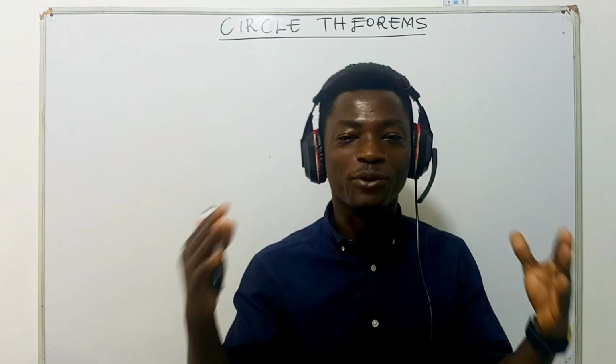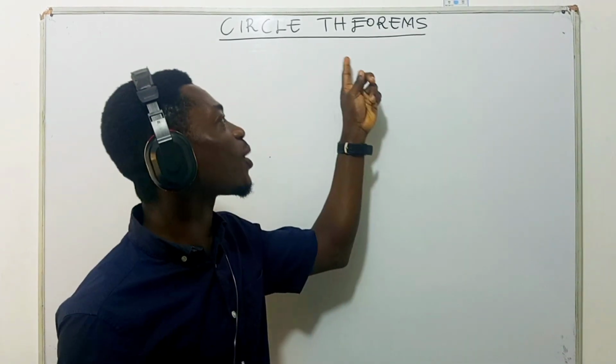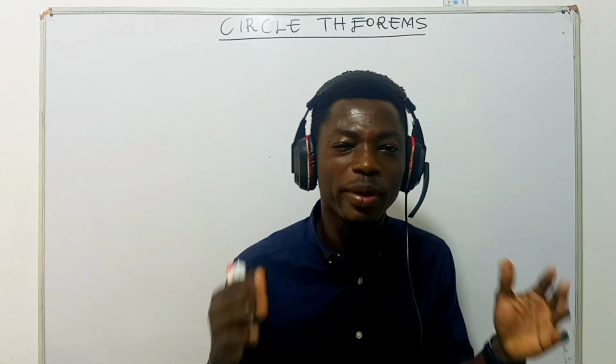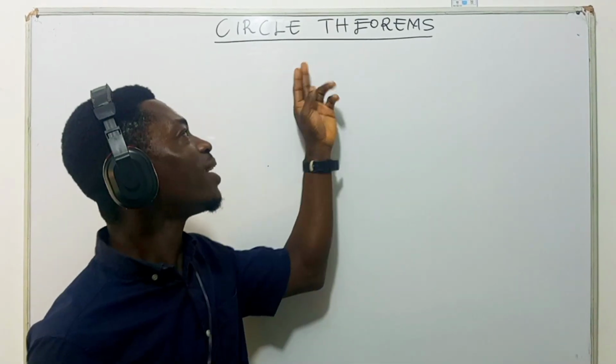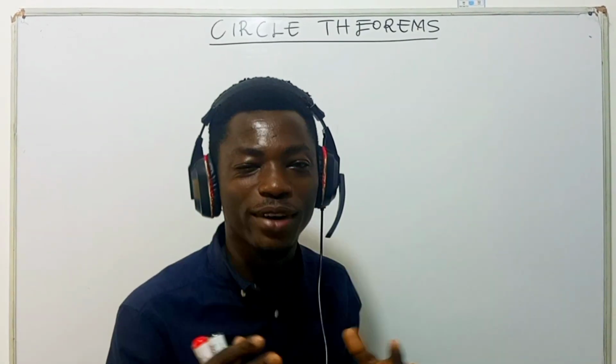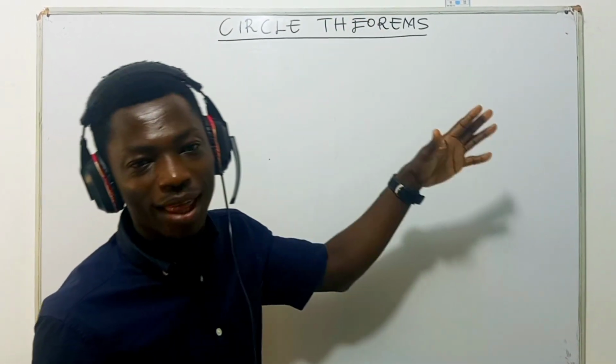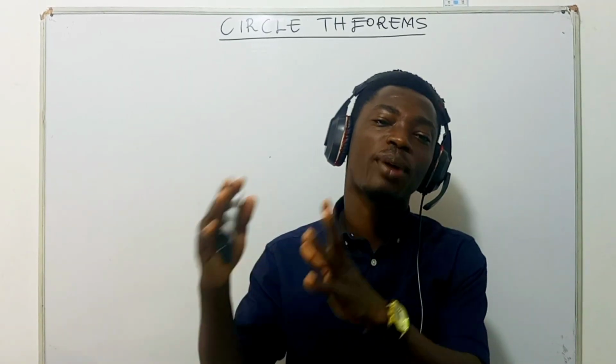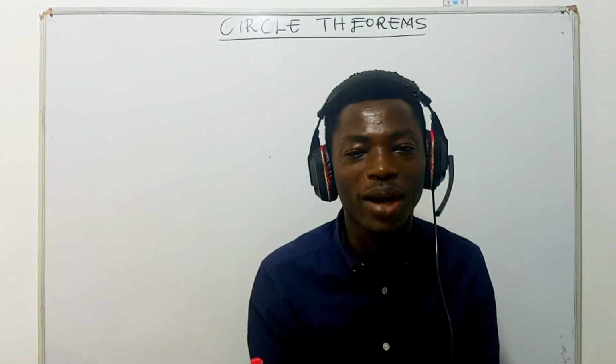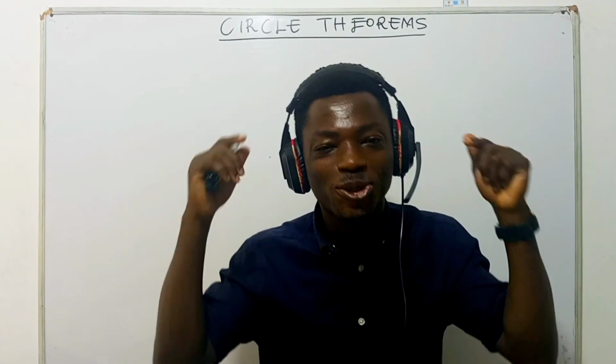Welcome to the first module of the circle theorem course. In this module, we'll be talking about the definition of a circle, the definition of a theorem, and then the definition of the two things put together. After that, we look at the various parts of a circle. So without further ado, guys, let's jump right into it.